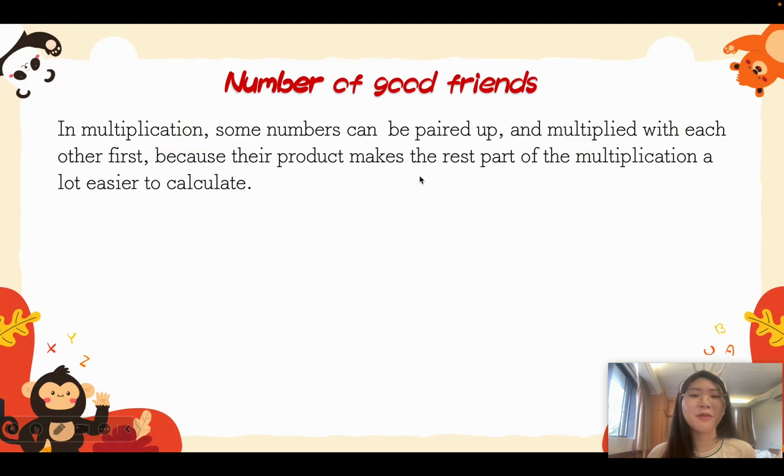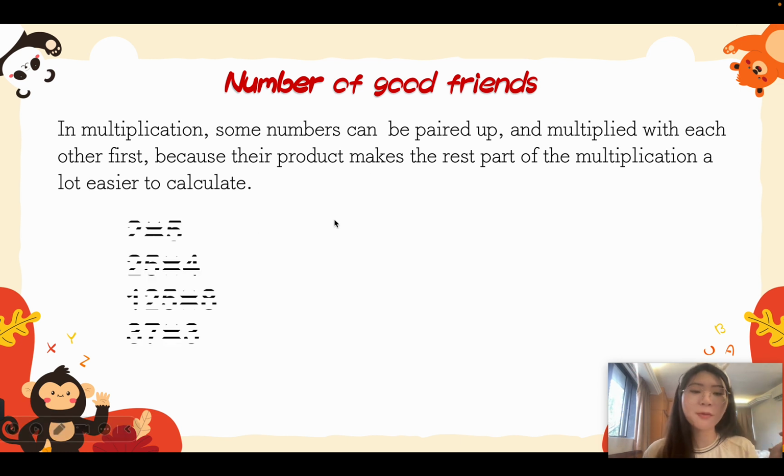Review again. Review the number of good friends. We know in multiplication, some numbers can be paired up. You can group them to make the calculation easier, right? So I just introduced 4 pairs for you. The first one, 2 times 5. The second one, 25 times 4. The third one, 125 times 8. The last one is 37 times 3. Okay, the last one is 111, right?